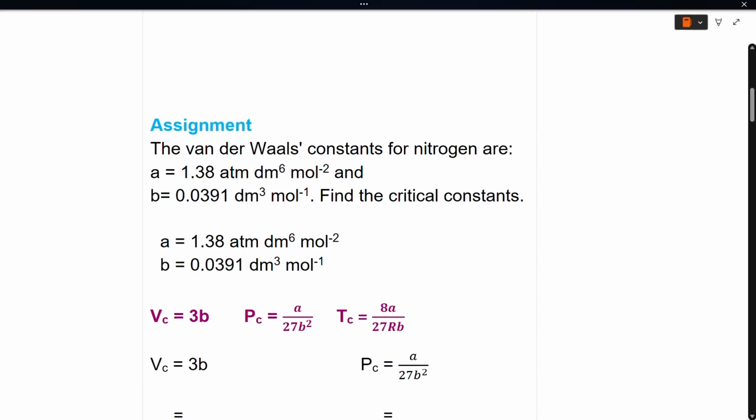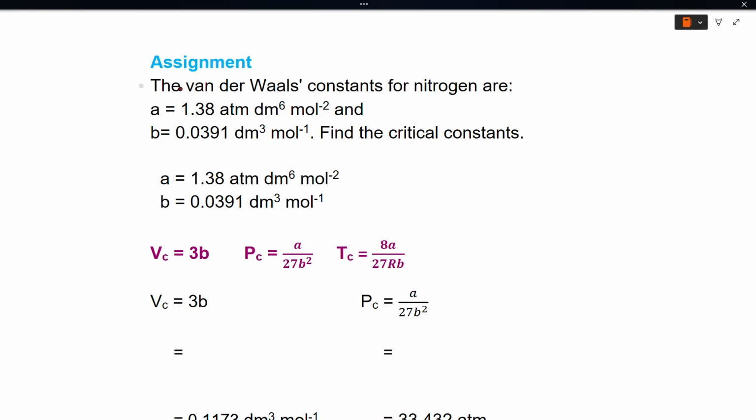The assignment was a problem: the van der Waals constants for nitrogen gas are A equals 1.38 atmosphere decimeter raised to 6 mole raised to minus 2, and B, the van der Waals constant B, is equal to 0.0391 decimeter cube mole inverse. Find the critical constants. What are the critical constants? That is Pc, Vc and Tc.